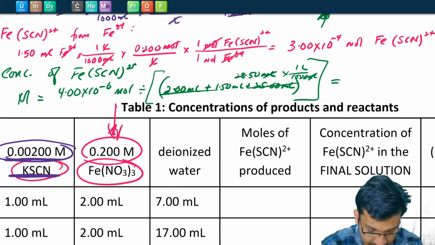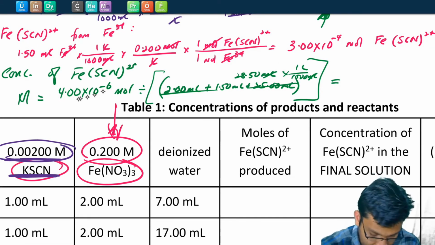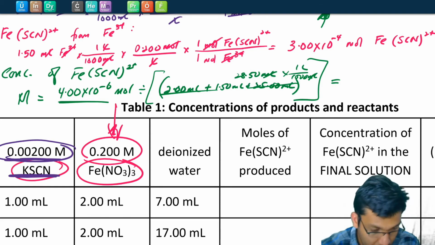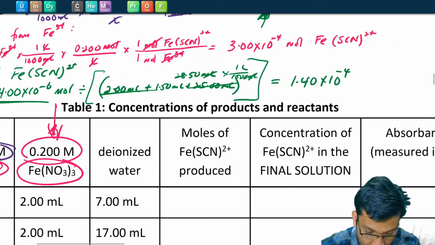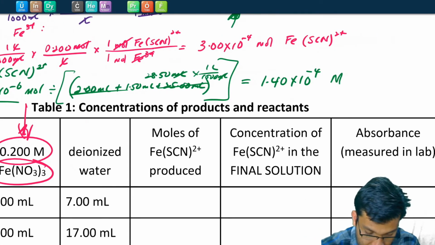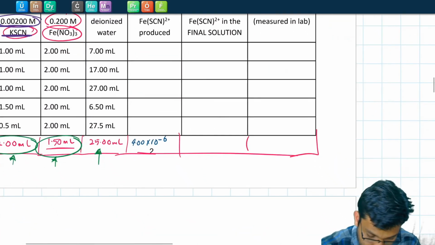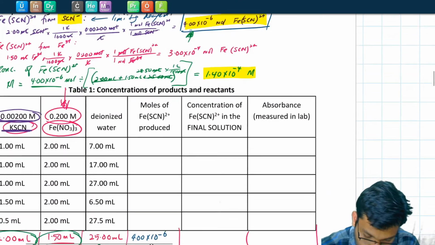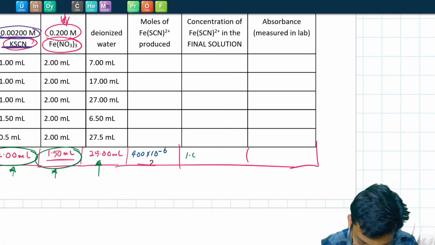It's 4.00 by 10 to the minus 6, right? That's right here. Divided by the volume in liters should give us a number of around 1.40 by 10 to the negative 4 molarity. And so this is the concentration of our final product. So I'll write that: 1.40 by 10 to the negative 4 molar.